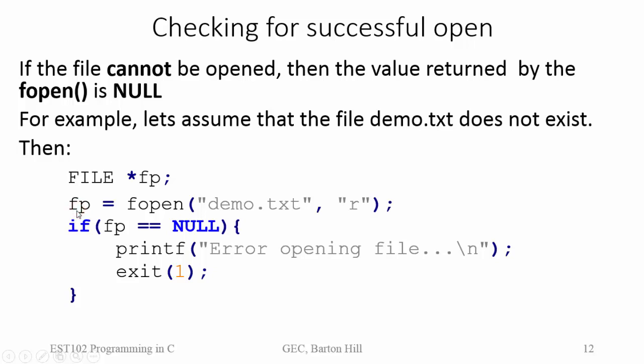So if the file is not opened, then this NULL will be returned to this fp. So if fp equal to NULL, then we can say that there is some error opening the file. Okay, so this is a method for checking for successful open.